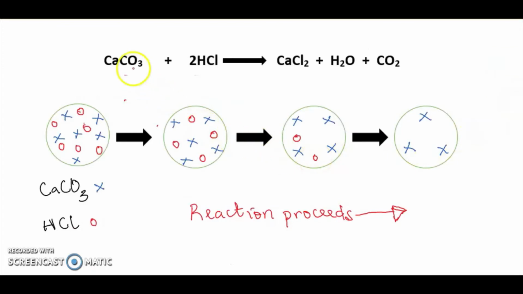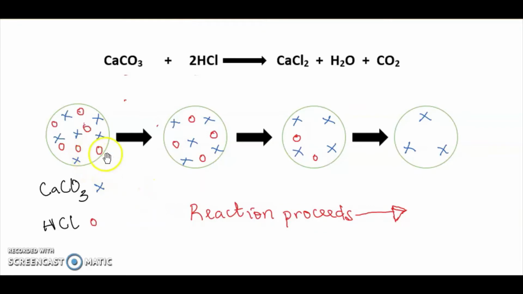So here we have a reaction between calcium carbonate and hydrochloric acid to form calcium chloride, water, and carbon dioxide. We have some pictures here. The crosses represent the calcium carbonate particles and the circles represent the hydrochloric acid particles. Take a look at this diagram and tell me what you think the limiting reactant is. I'm sure you must have said hydrochloric acid, and that is true.